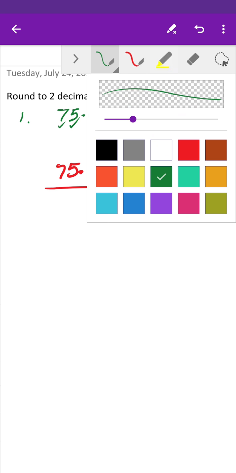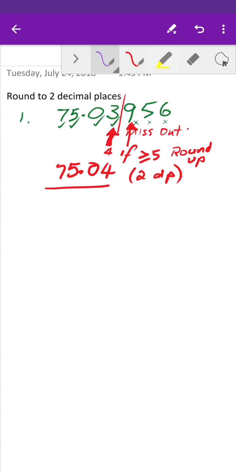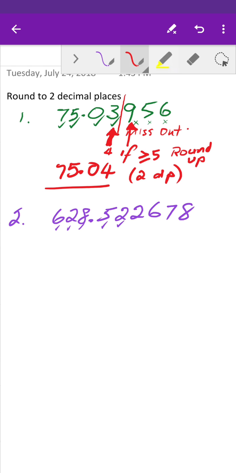Let's do another one. 628.52268, and we want to round off to 2 decimal places. So we want all the numbers before, and we want 1 decimal place, 2 decimal places. These are the ones we do want. We don't want this one, we don't want this one, we don't want this one, and we don't want this one. They all miss out.